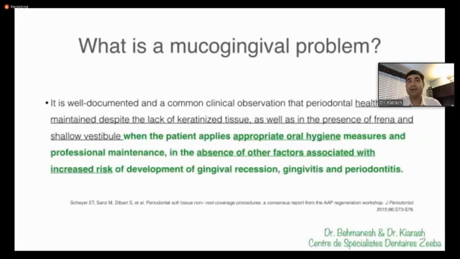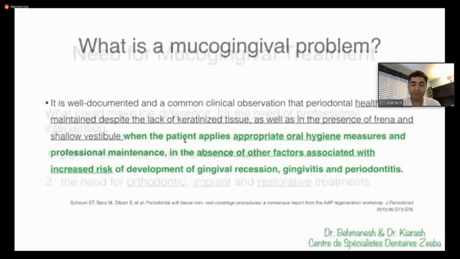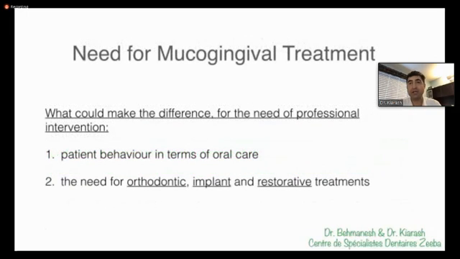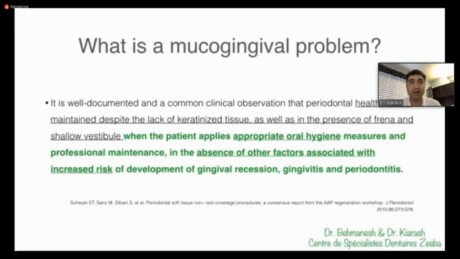So literature is showing us that if a patient has good oral health, and despite the lack of keratinized tissue, if they can maintain impeccable oral hygiene, go to the regular professional hygiene appointments with their dentist, as well as be able to maintain that good oral hygiene in the absence of other risk factors, they can actually maintain these areas fairly well.